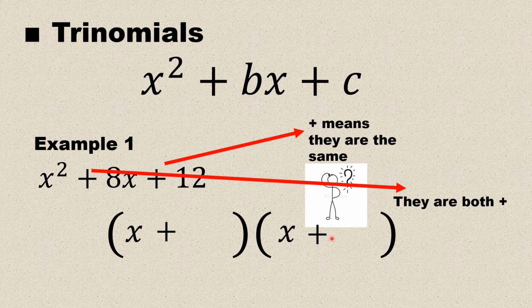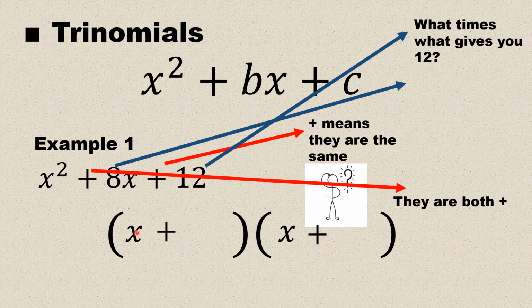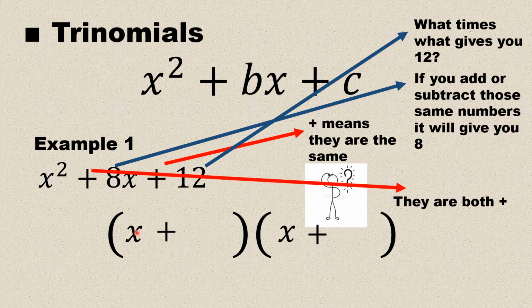Now we want to look at this number here at the back. All right. So what number? We're going to start looking at the back. What numbers multiplied will give you the back number, and if you add or subtract those same numbers, it gives you 8. It's a little bit of a guessing game, but there's only a few guesses. You say, what are the factors of 12? What times what gives you 12? If you add or subtract those numbers, it will give you 8.